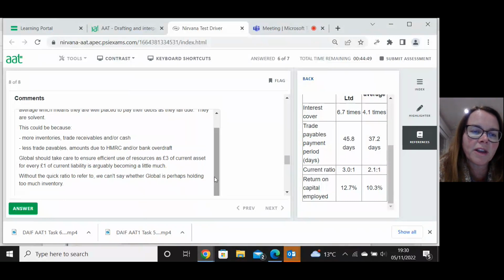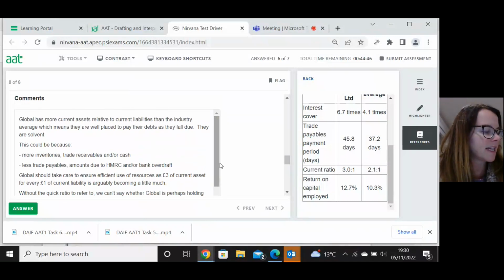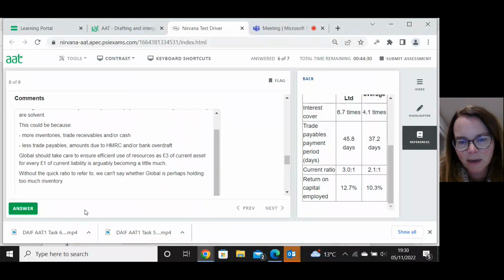Again, I've written more than enough there for 4 marks. If I have a look at their suggested answer, 2 marks for saying the company is more solvent, very generous. 2 marks for saying it could indicate an inefficient use of resources. 2 marks for saying they have more current assets. 2 marks for saying less current liabilities. We've got 8 marks there in what I've written.